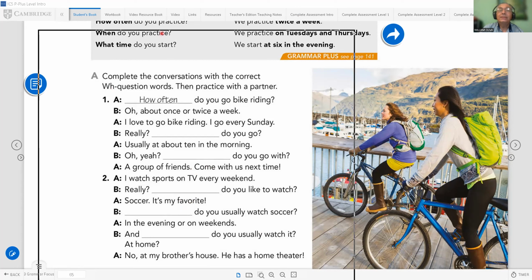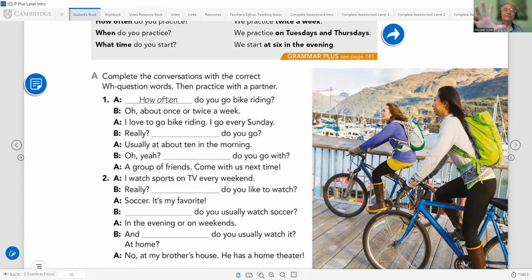You have to complete the sentences. How often do you go by riding? Oh, about once or twice a week. Let's complete the conversations. Let's change partner. Joel and Carla, Claudia and Pablo, Darian and Carla, Sergio and Jessica, Joel and William. Let's do it. Conversation 1 and 2.